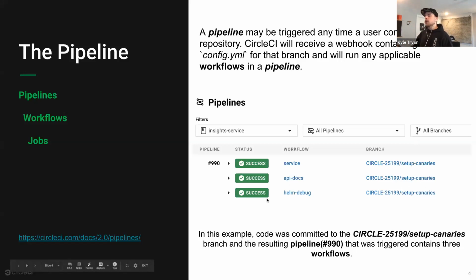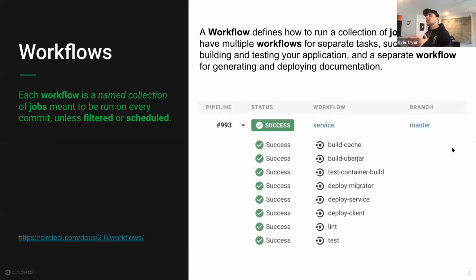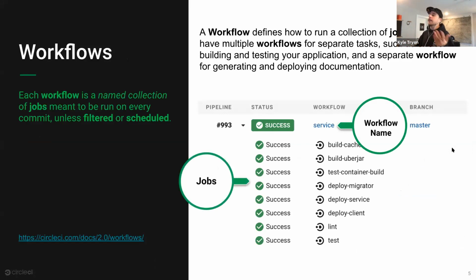So again, we push some code. We see some pipeline kicks off. This is pipeline number 990 in this case, containing 3 workflows. Let's take a look at that service workflow. If we click into the service workflow, we will see, again, at the top, the workflow name. And within that workflow, which is really just a definition of a collection of jobs.